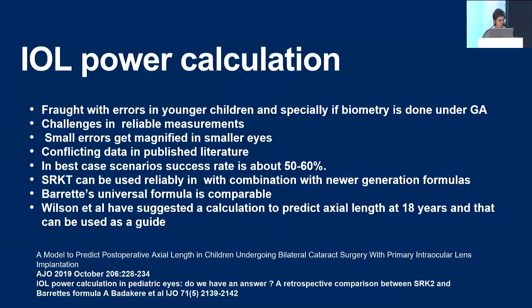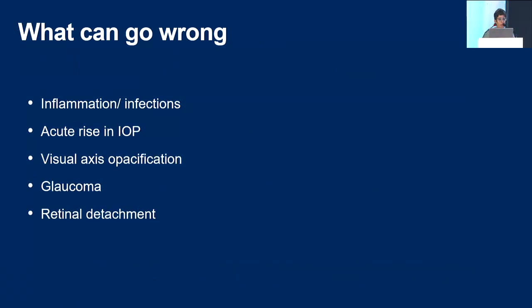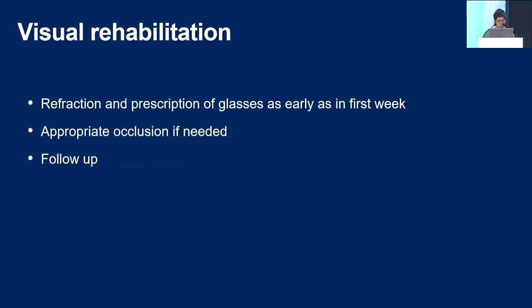We have done some work in Indian eyes on Barrett's Universal formula, and we found it comparable to a standard older formula like SRK2 or SRK-T. What can go wrong? These are all complications. Some of them, like glaucoma and retinal detachment, can occur many years later. The rest are between intermittent and immediate.